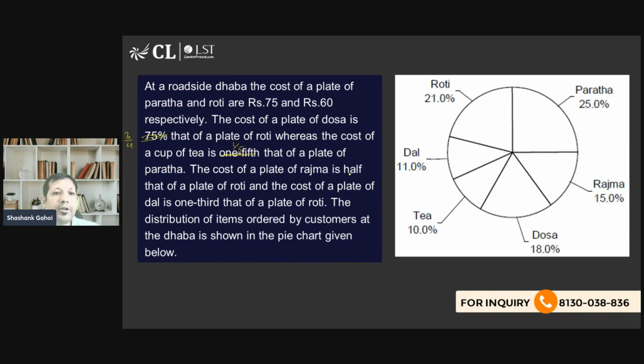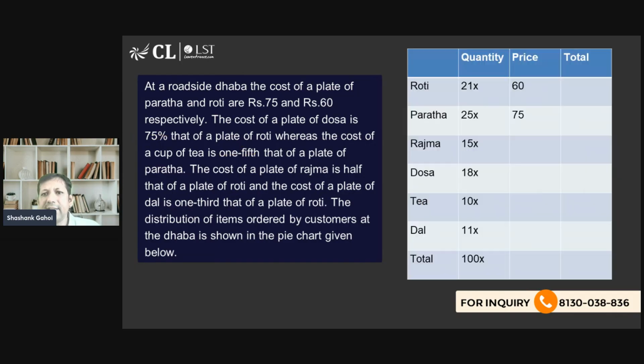The cost of a plate of rajma is half that of roti, and the cost of a plate of dal is 1/3 of a plate of roti. The distribution of items ordered is given in the pie chart. So let's say there are 100 items that are ordered. Out of 100 items, roti is 21, paratha is 25, rajma is 15, dosa is 18, tea is 10, dal is 11.